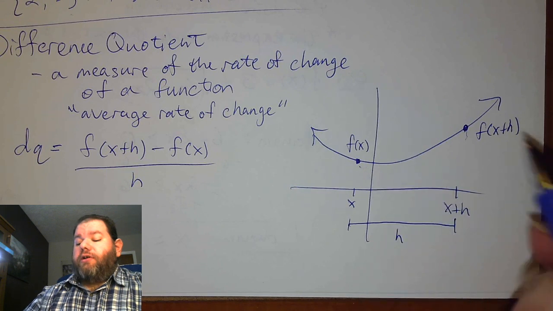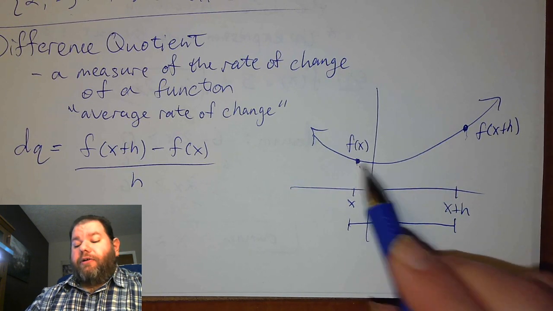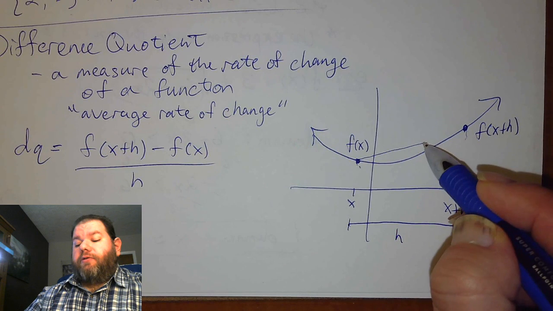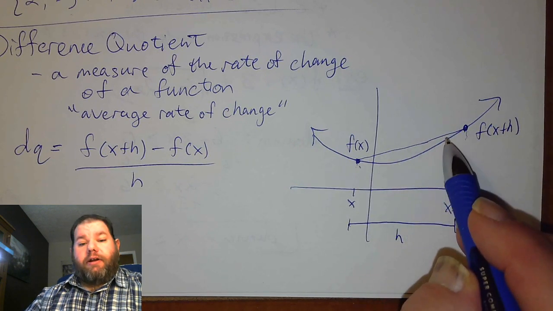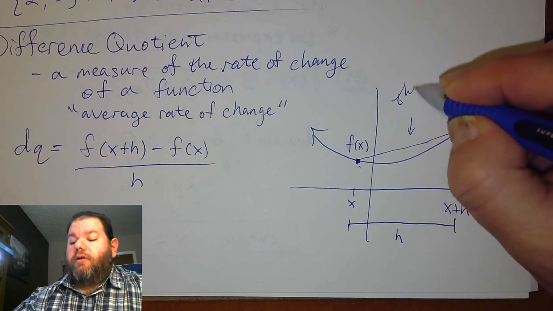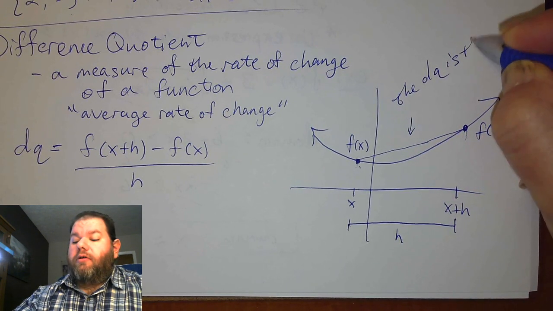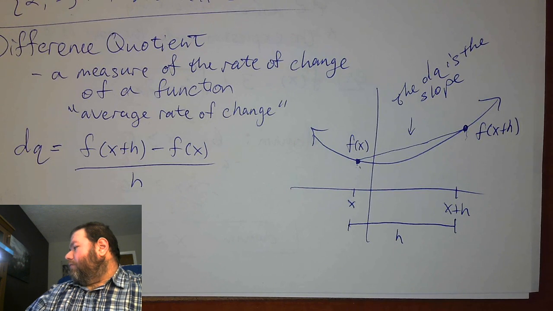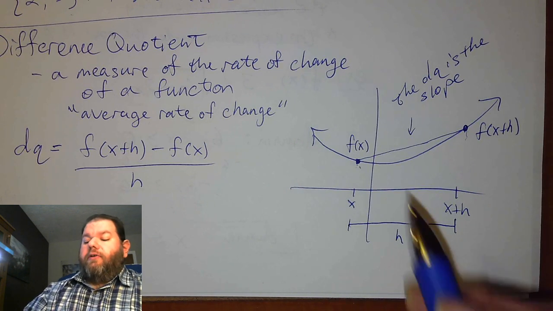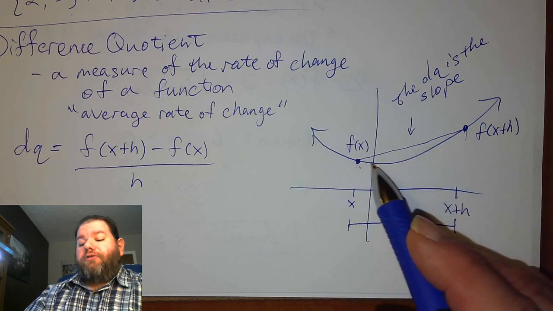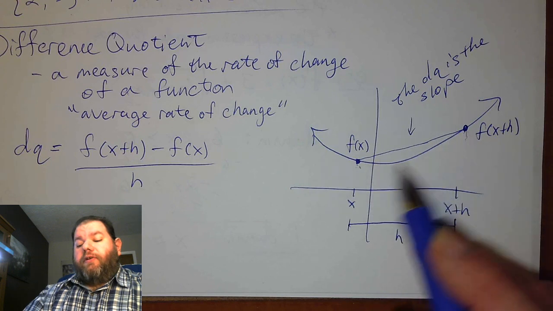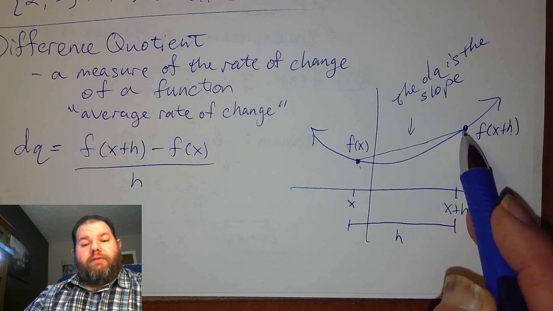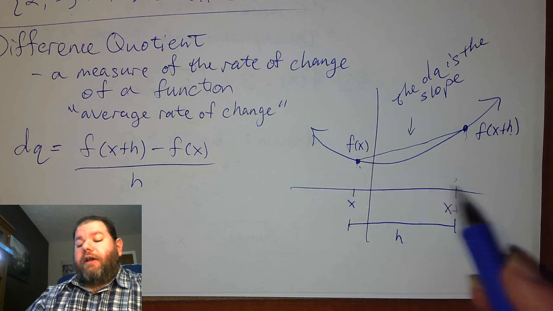And so what we're actually measuring is the average rate of change from here to here. But more specifically, the difference quotient is the slope of the line connecting the 2 points. Okay. So if we connect these 2 points together, then the difference quotient is actually measuring the slope of the line connecting the 2 points. So if f of x plus h is higher, then we have a positive change, and if this point was lower, then we have a negative change.